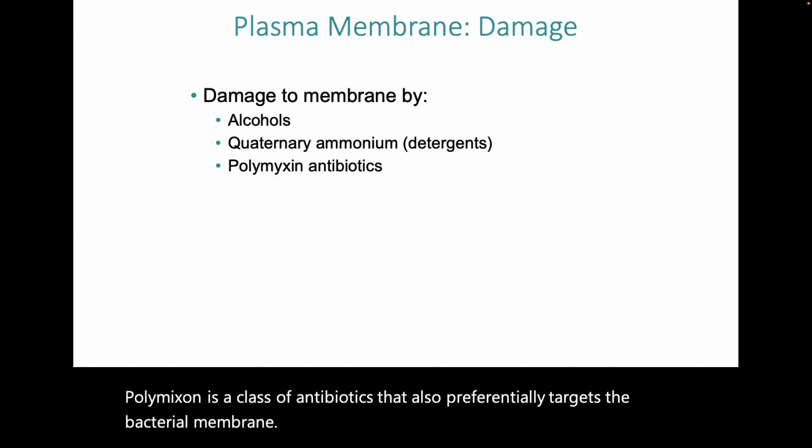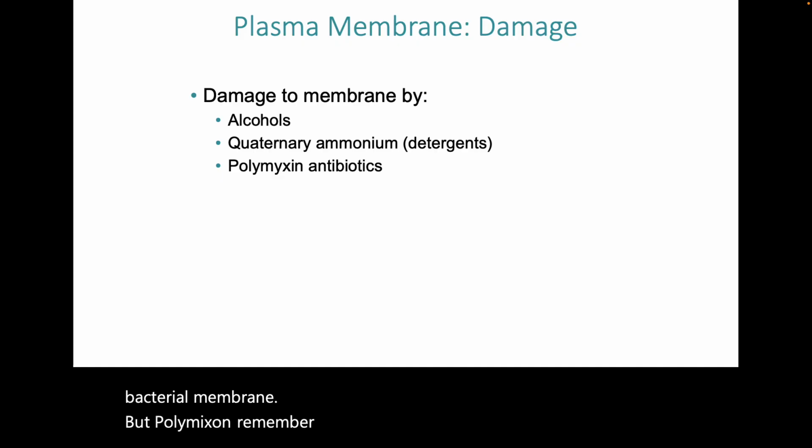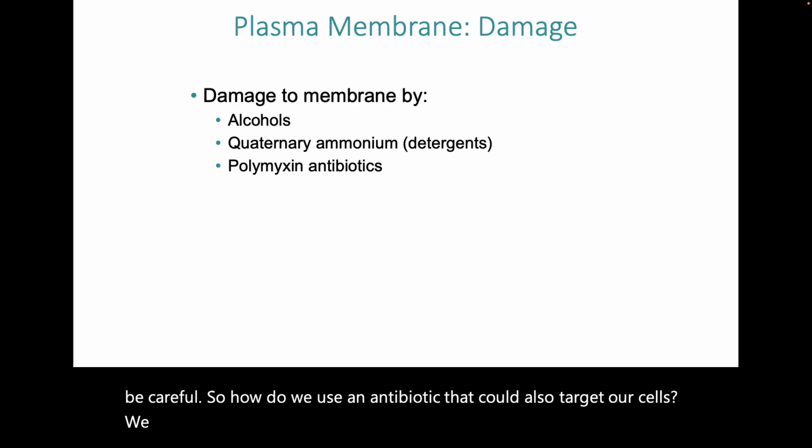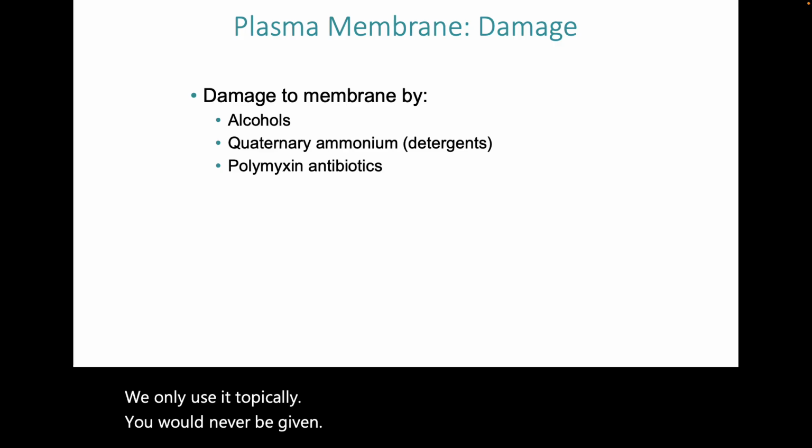But polymyxin, remember, we have plasma membranes too, so we have to be careful. So how do we use an antibiotic that could also target our cells? We only use it topically. You would never be given polymyxin as an oral or an IV antibiotic. It's a component of Neosporin. You don't eat Neosporin. Don't eat Neosporin. You put it on a wound. Okay. It's too toxic because it could start to target our cells too.